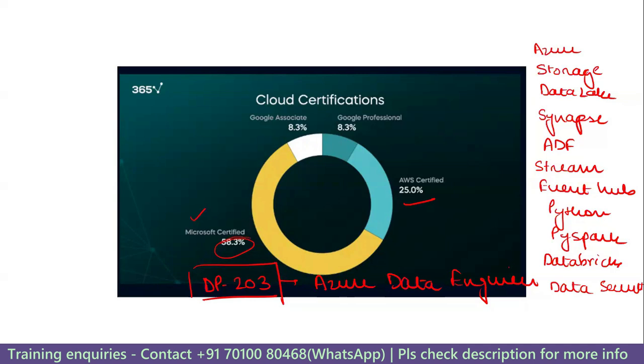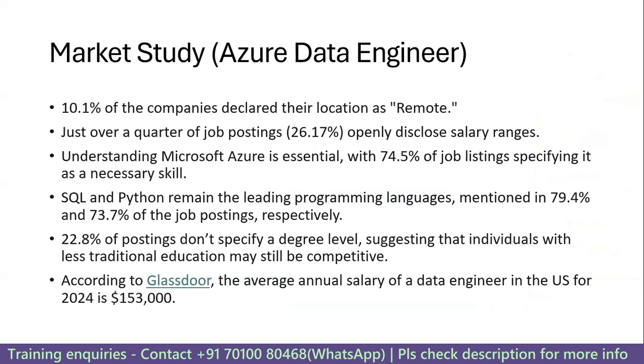Right. Now, moving back to the findings of the study, yes, so 10% of the companies that have posted these jobs have declared their location as remote, right? So I don't know if that excites you or if that is something that you're looking for, but it's just a finding that this report particularly has, which I was talking about. So as I said, yes, they took over 1,000 jobs posted on the job portals, and they have analyzed those jobs. Now, just over a quarter of these job postings, yes, they openly disclose the salary ranges.